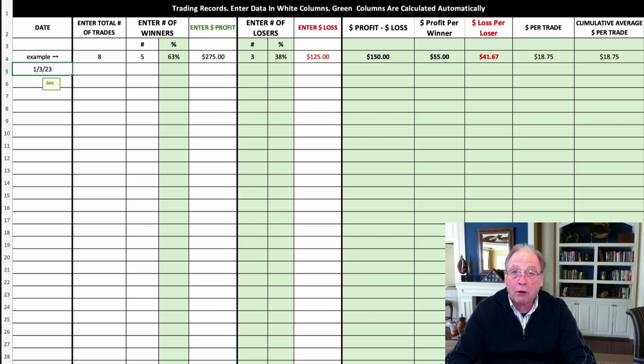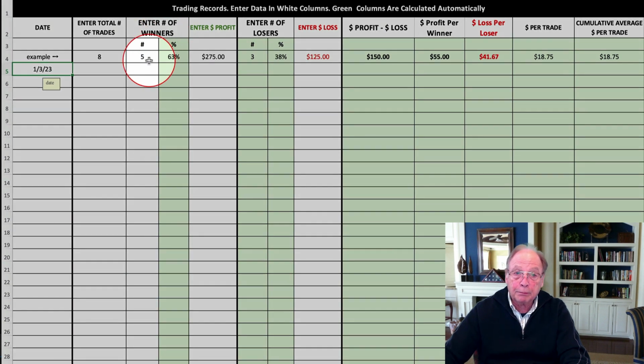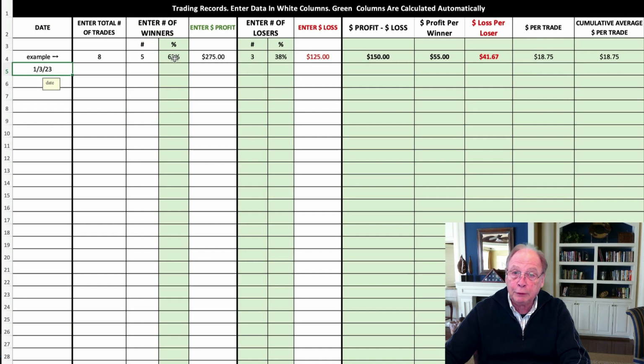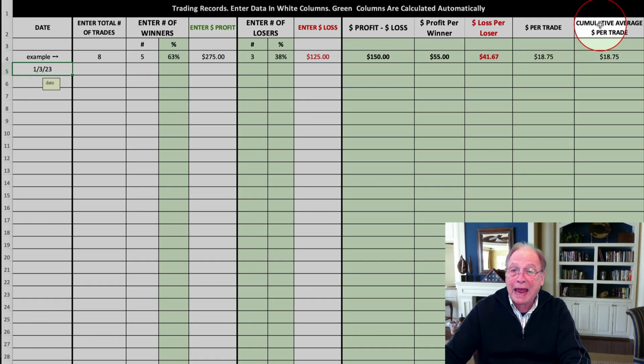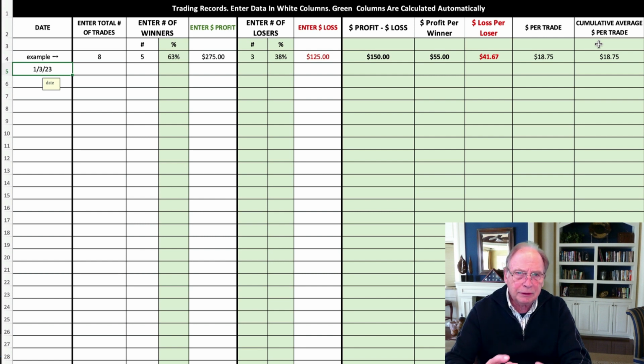The two metrics that are particularly important that you're going to want to improve your performance on are represented in this spreadsheet right here. The number of winners per day, the percentage, and you want to keep this around 70% if you can, and the cumulative average income or loss per trade over time. Keeping these metrics takes a little bit of arithmetic, and you need to do it at the end of your trading session each day. This spreadsheet provides the metric calculations in an automated format.